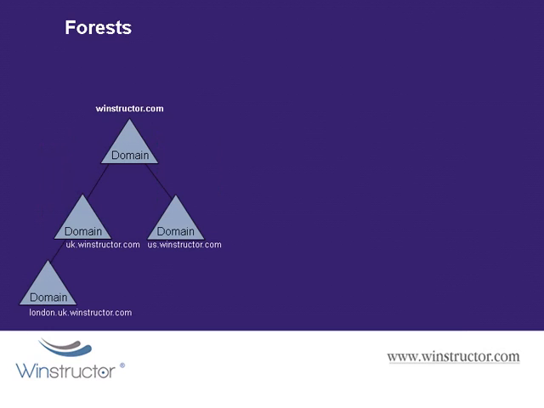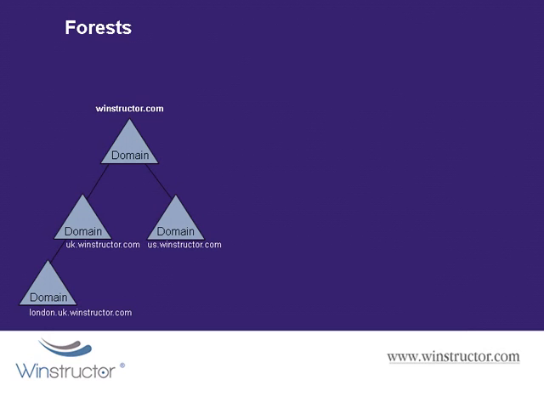Now we could add in more and more child domains and even child domains under other child domains. So these domains in a tree all share a contiguous namespace and a hierarchical name structure, with child domain names appended to the name of the parent. So in this image here, we could see that the parent domain at the top is winstructor.com, underneath that parent domain we have two child domains, uk.winstructor.com and us.winstructor.com.